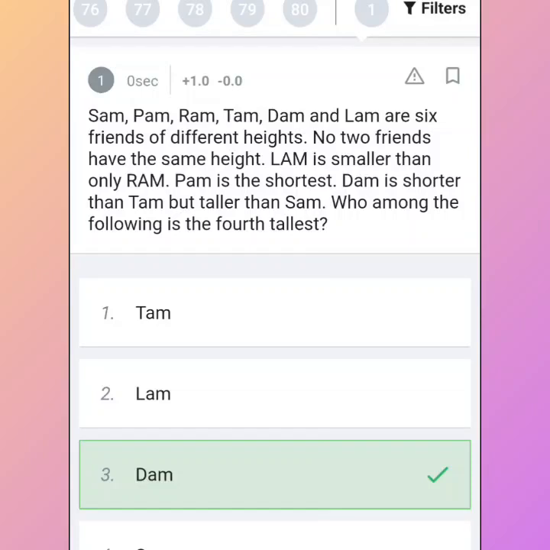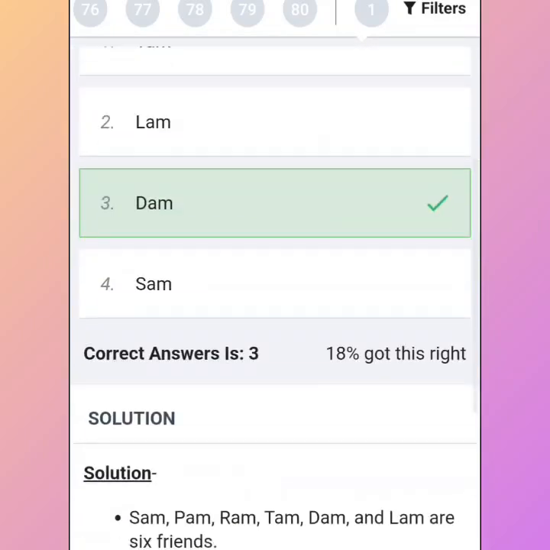Sam, Pam, Ram, Tam, Dam, and Lam are 6 friends of different heights. No two friends have the same height. Lam is smaller than only Ram. Pam is shortest. Dam is shorter than Tam but taller than Sam. Who among the following is the fourth tallest? Option third, Dam.